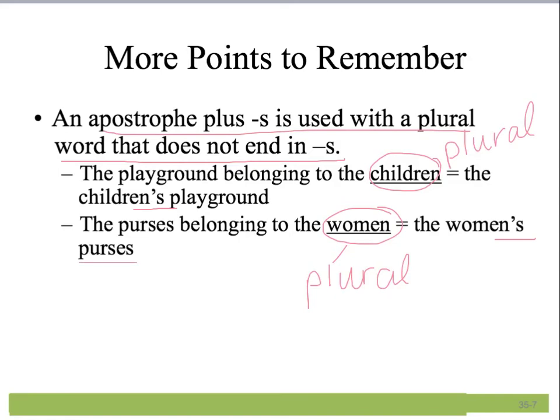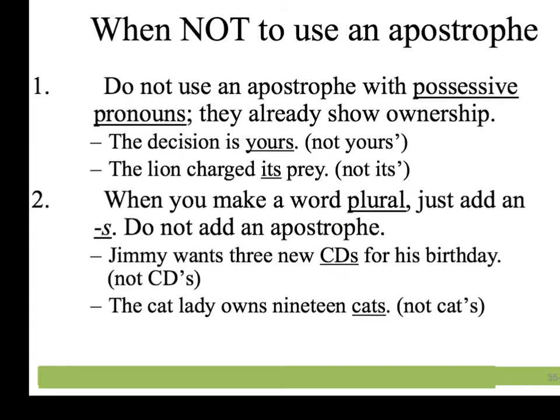to show ownership of the purses. Now, sometimes we make mistakes not by leaving out apostrophes, but by using apostrophes when we don't need to. So let's talk about when not to use an apostrophe. First of all, do not use an apostrophe with possessive pronouns because they already show ownership. The words themselves are possessive, so they do not need apostrophes. The decision is yours. This is a possessive pronoun. Yes, it ends with S, but it does not need that apostrophe. The lion charged its prey. Its is a possessive pronoun. It does not need an apostrophe at the end.